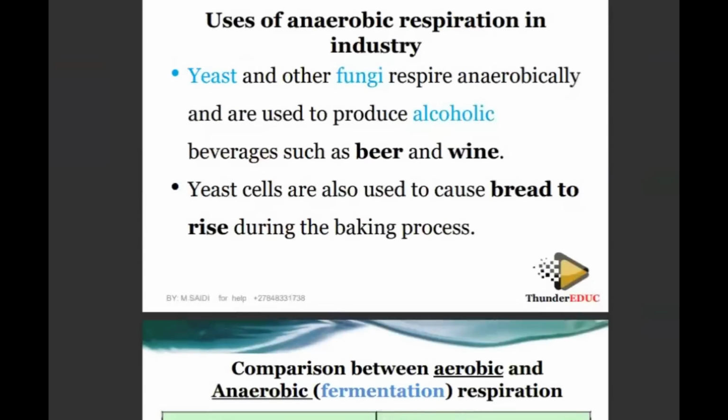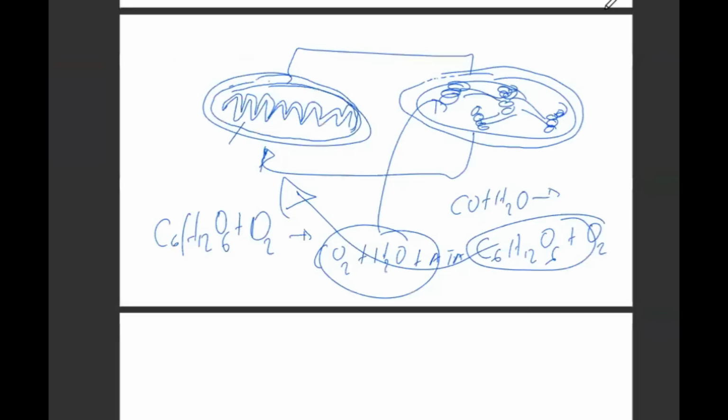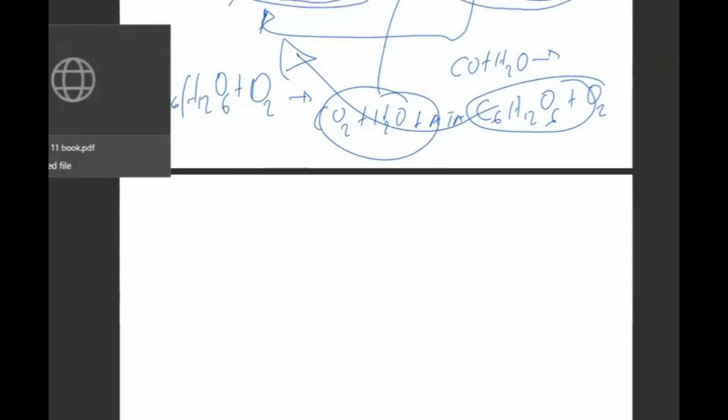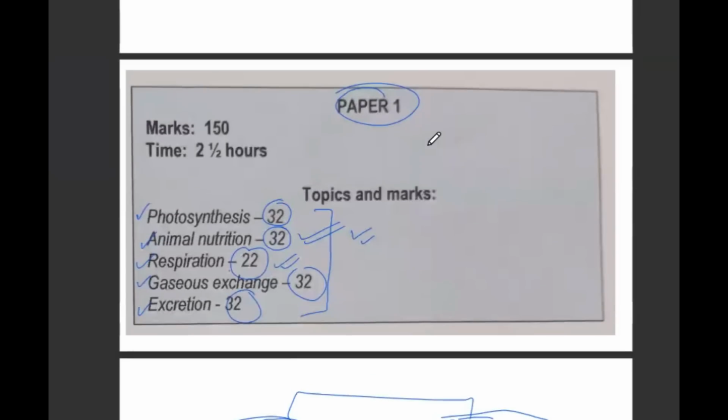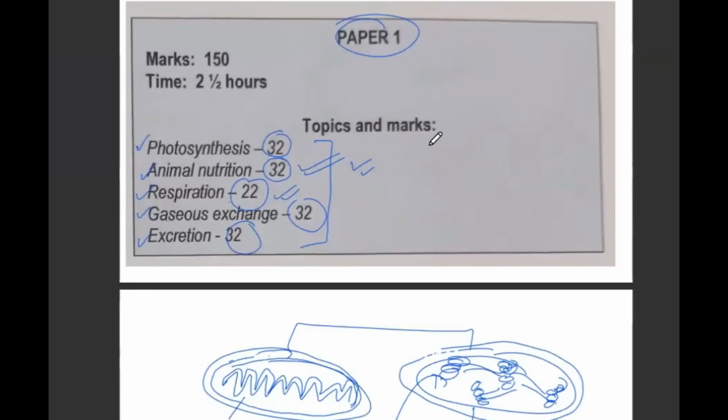Then we go to the next question, whereby they're talking about the next topic, gaseous exchange. Gaseous exchange is very short, precise. So basically easy to understand and easy to pass. So make sure that you maximize the marks there. There are no processes that are difficult in gaseous exchange. So make sure that you get the 32 marks from there so that you score a distinction.